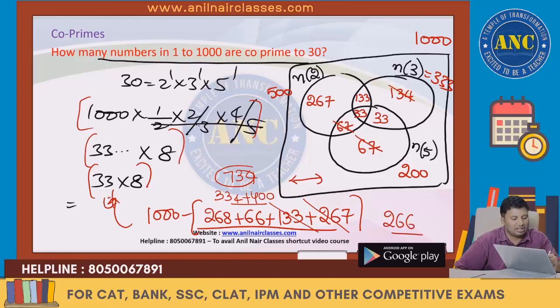Just calculate these values. 1000 into 1 by 2 into 2 by 3 into 4 by 5. 6 fives are 30, and 33 means it is 33.3. So how much is it? 3 eights are 24, so 266.4. So the answer is 266.